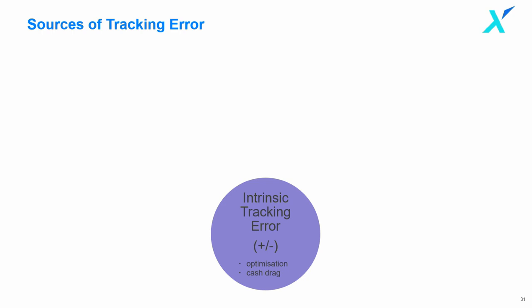So that might result in positive gains versus the index or underperformance versus the index. So we call that intrinsic tracking error.